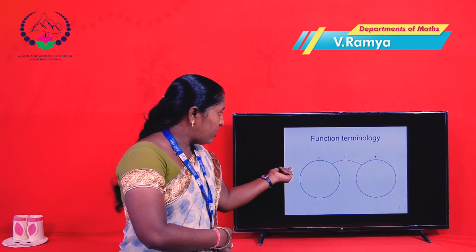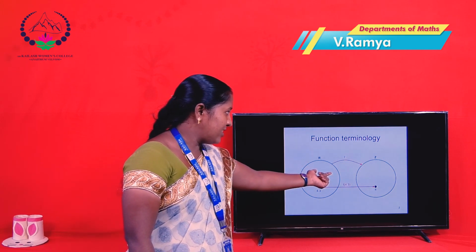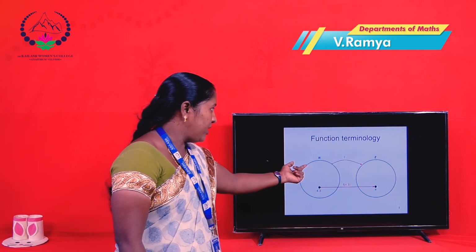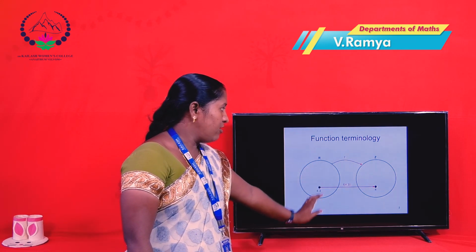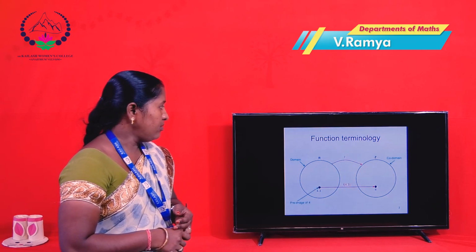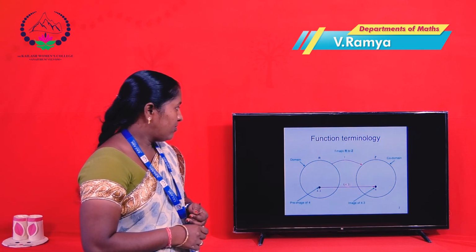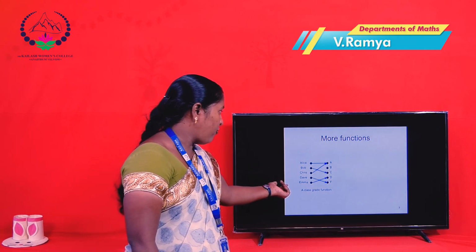So function terminology: this is one set, and this is another set Z. The function maps the set R into Z. So this is called a function. And the next, more functions. So this is an example of functions.